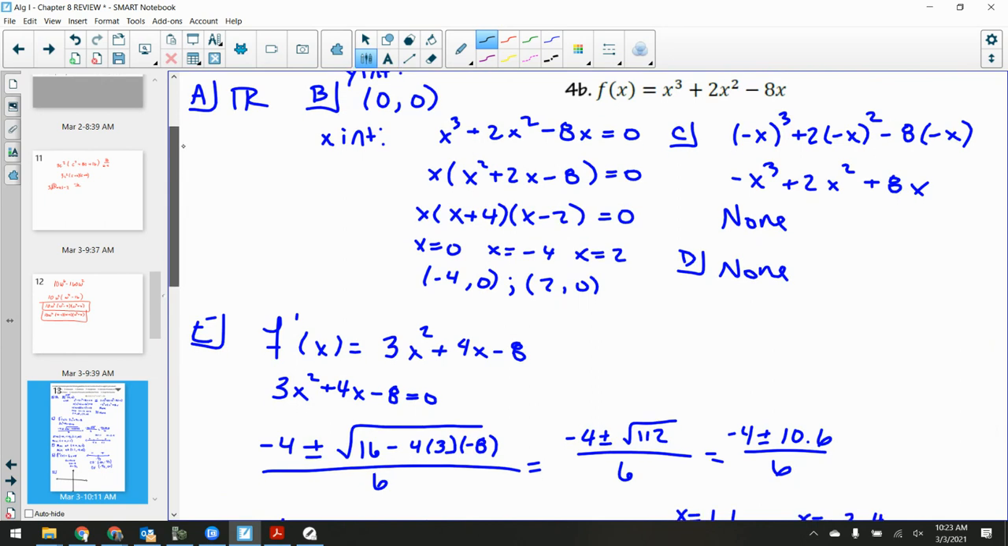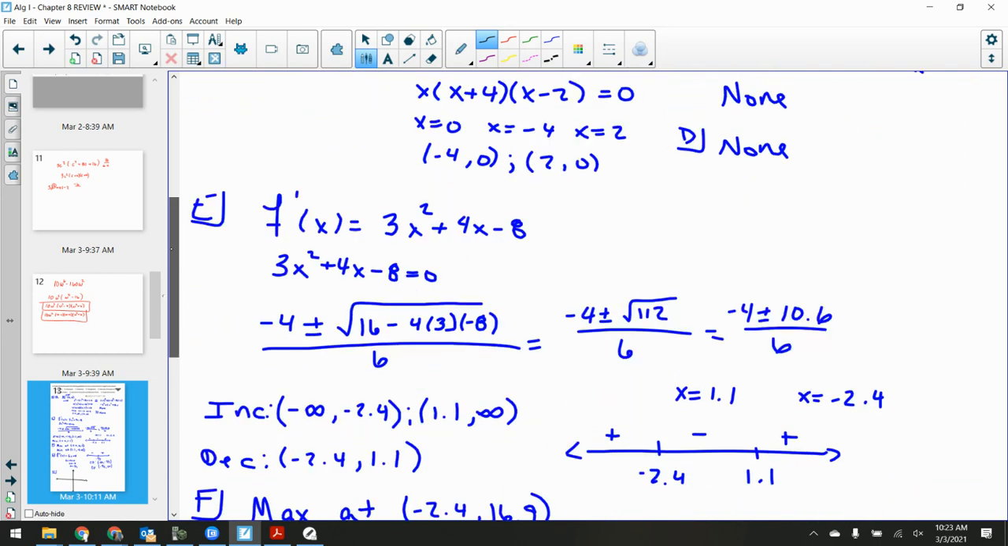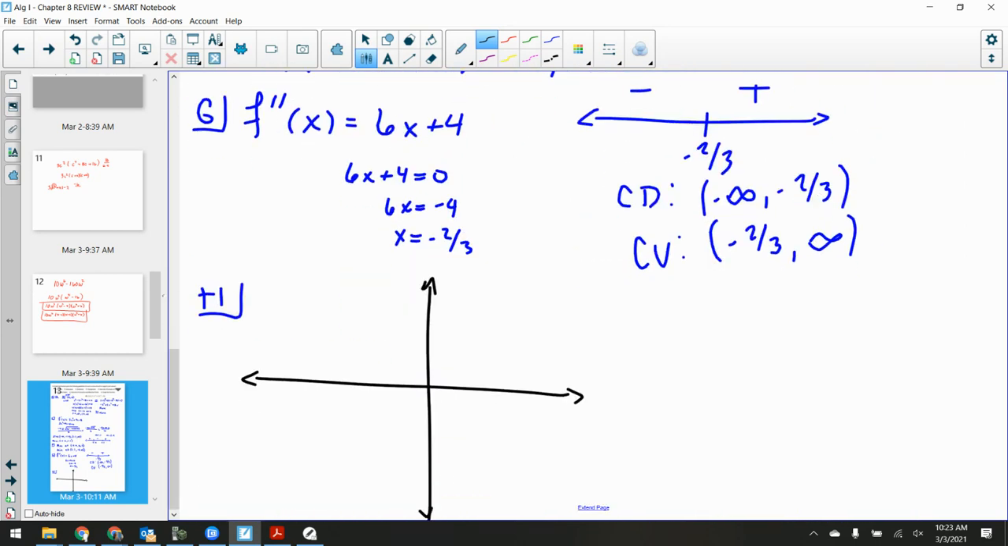All right, so we've got zeros at 0, -4, and 2. Oh, I can graph this. 0, -4, so we'll go -1, 2, 3, 4. And then positive 2. Thank you. You know what it's going to look like.